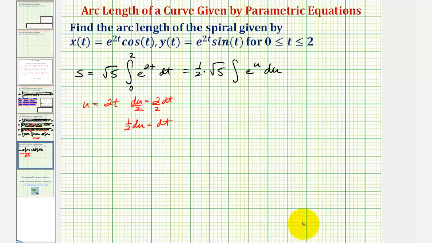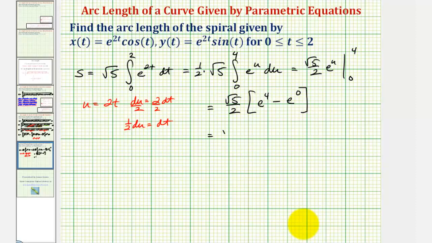If we want to leave this in terms of u, we'd have to change the limits of integration. Let's go ahead and do that. Notice when t is 0, u is 2 times 0 or 0. And when t is 2, u is equal to 2 times 2 or 4. So we would have square root of 5 divided by 2 times e to the u. And again, the limits of integration are from 0 to 4. So we have square root 5 divided by 2 times, when u is 4, we have e to the 4th, minus, when u is 0, we have e to the 0.